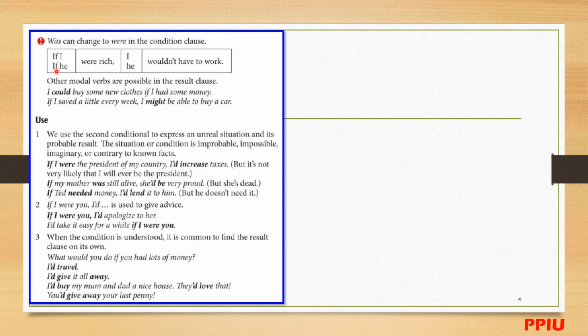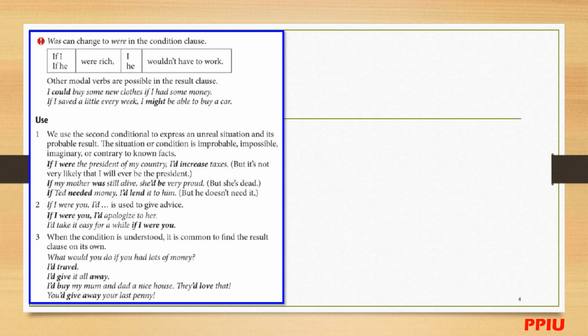If he were rich, he wouldn't have to work in here. Other modal verbs are possible in the result clause. I could buy some new clothes if I had some money. If I sell a little every week, I might be able to buy a car. Okay, so this part you need to pay attention to as well.